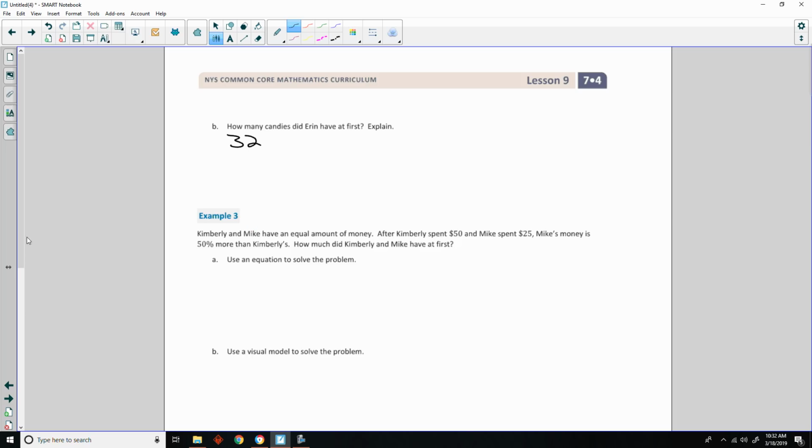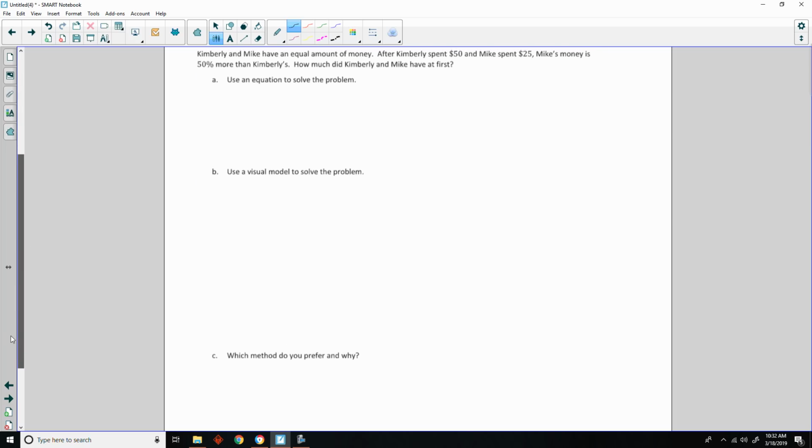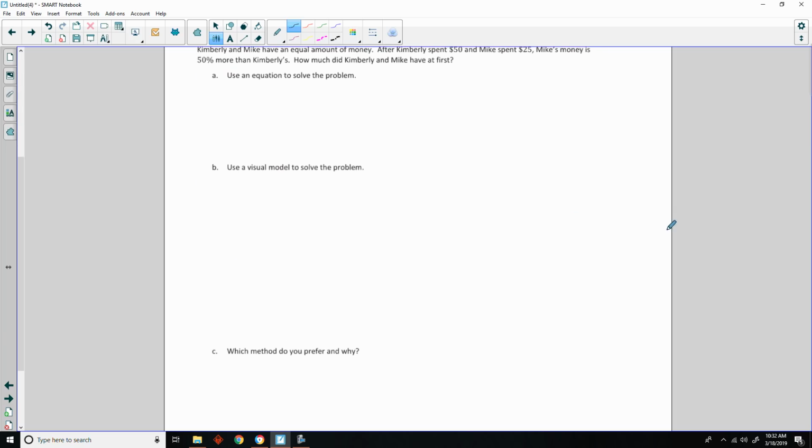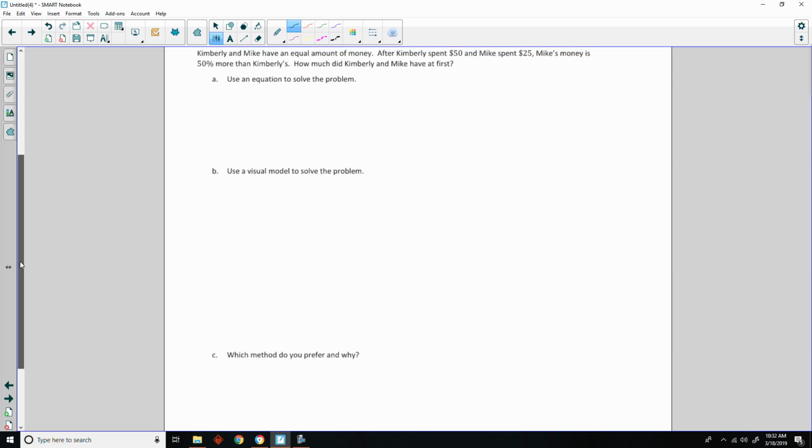Example 3. Kimberly and Mike have an equal amount of money. After Kimberly spent $50 and Mike spent $25, Mike's money is 50% more than Kimberly's. How much did Kimberly and Mike have at first?